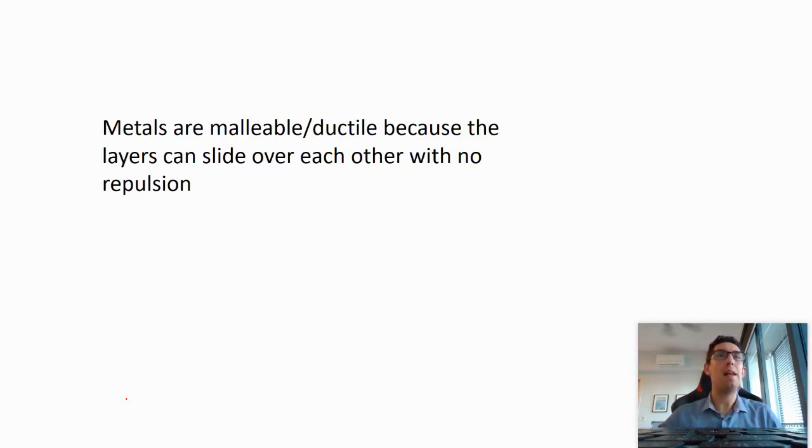So metals are malleable and ductile because the layers can slide over each other with no repulsion. Very common question: why are metals malleable? Why can metals be bent into shape? Why can metals be drawn into wires? Answer: because the layers can slide over each other with no repulsion.